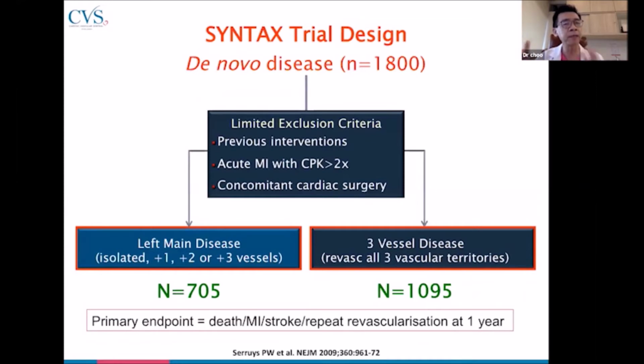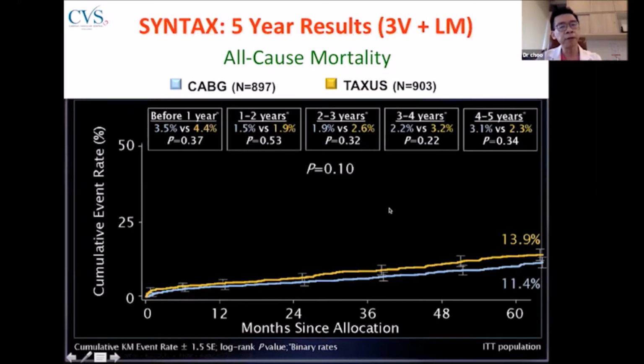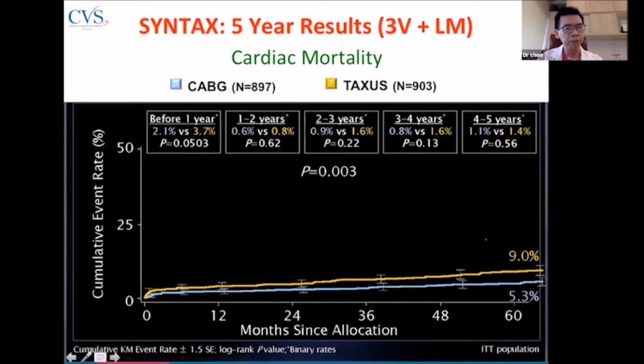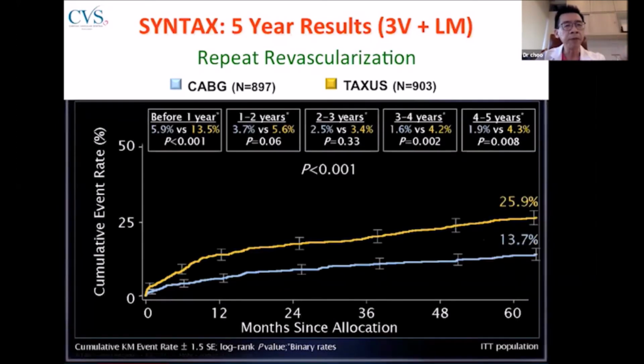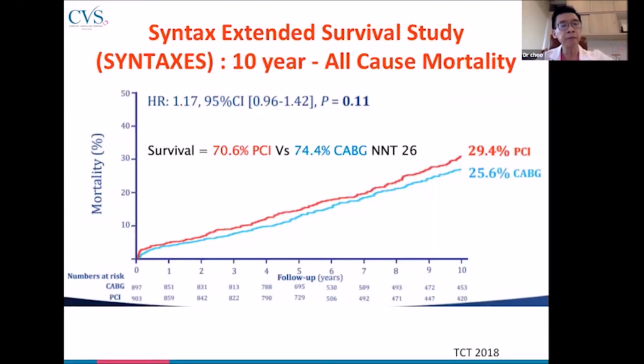So let's briefly look at some data that guides us how to choose between PCI or bypass surgery. The SYNTAX trial basically looked at patients with multivessel disease or left main, and up to 5 years, if you compare the first generation of drug-eluting stent against bypass surgery, basically no difference in all-cause mortality, although the trend is better for CABG. For cardiac mortality, CABG is actually better than first generation DES PCI. Every time you do a comparison between CABG or PCI, PCI always does worse in terms of the need for repeat revascularization. You have an extended follow-up up to 10 years.